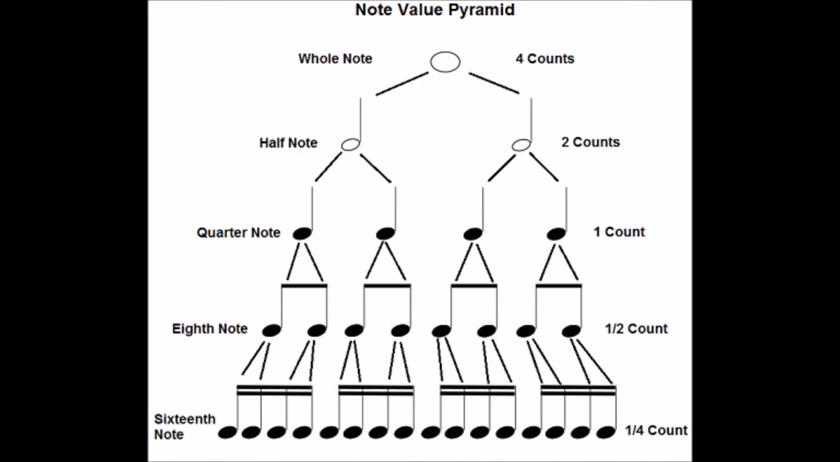Note value pyramid. Whole note 4 counts. Half note 2 counts. Quarter note 1 count. Eighth note half a count. 16th note quarter of a count. A pyramid can help you remember the value of notes. It will show you how each note fits into other notes.